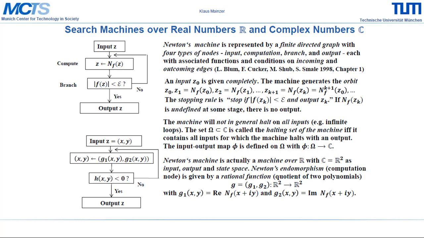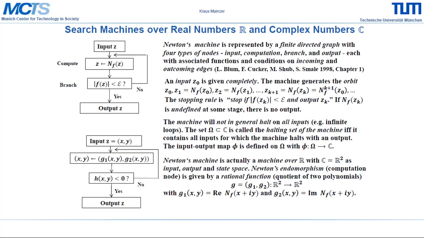These search machines over real numbers and complex numbers are illustrated here by finite directed graphs with four types of nodes: input, computation, branch, and output. And the nodes are characterized by functions and conditions on incoming and outgoing action. The crucial aspect here is that these objects, reals and complex numbers, are considered as completely given. And so the concept focuses on the computational algebra of the machinery.